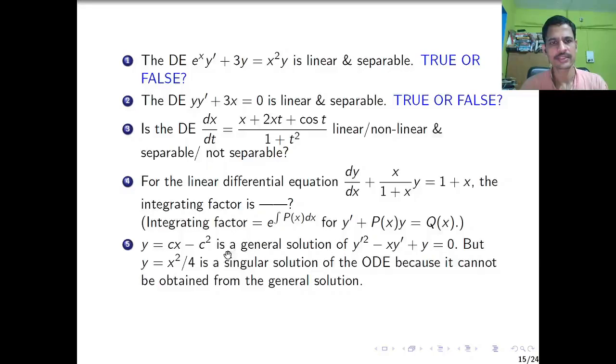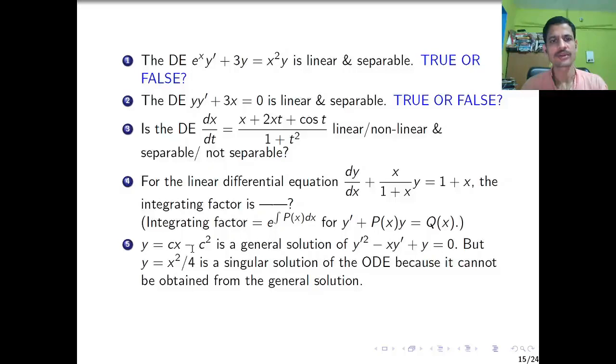The next observation is the following. Note that for the differential equation y dash square minus x y dash plus y is equal to 0, y is equal to cx minus c square is a general solution. What I mean is this y is equal to cx minus c square is a solution of this differential equation. You can verify it easily.